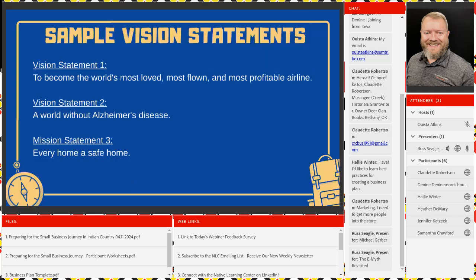So here are some sample vision statements. To become the world's most loved, most flown, and most profitable airline. I'm going to give you just a second if you know who that describes. Who came up with that vision statement? What airline does that fit with? To become the world's most loved, most flown, and most profitable airline.